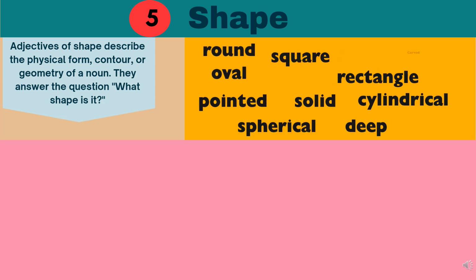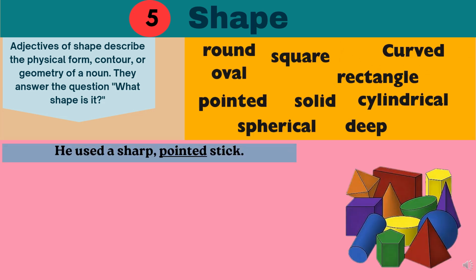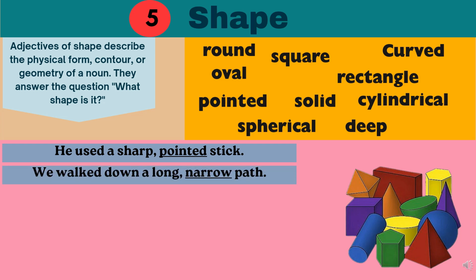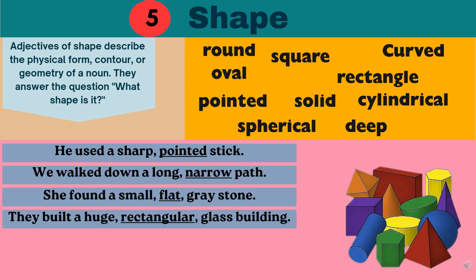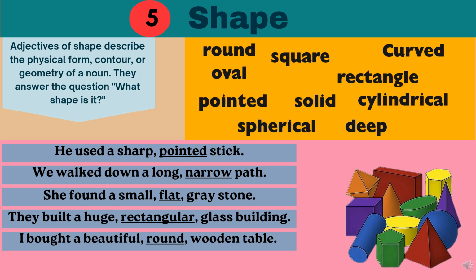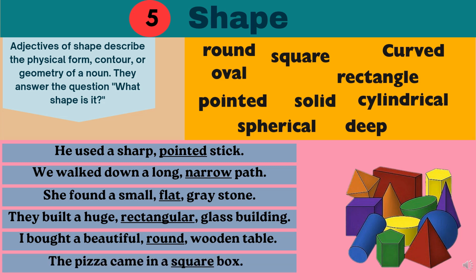Look at the examples: a pointed stick, a narrow path, a small, flat, gray stone, a huge, rectangular, glass building, a beautiful, round, wooden table. Shape is a visual, factual characteristic. It comes after size and age, but before color and material.